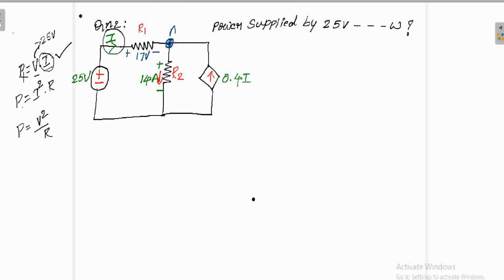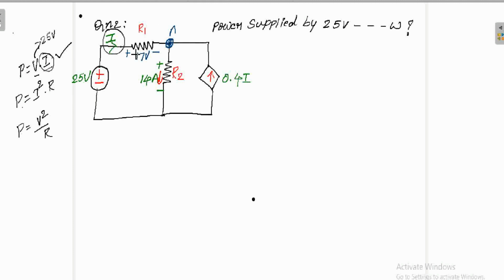In this, V and I are multiplied and they are asking for the power supplied by 25 volts. So indirectly they have given the V value: V equal to 25 volts. So already we have the value of one term, that is V equal to 25. If I know this I value, that is the current from this 25 volts, and I multiply that I value with the 25, that gives you power.